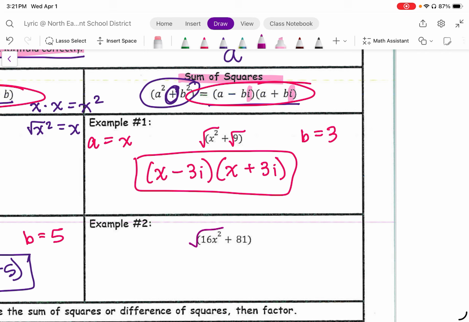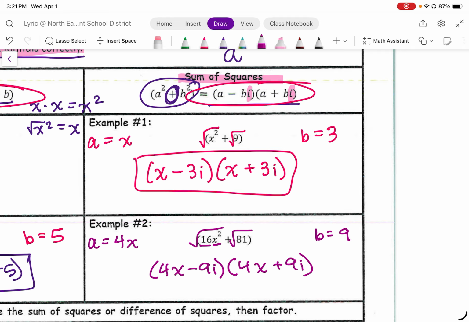Let's try example 2. We square root both terms. The square root of 16 is 4, and the square root of x squared is x. The square root of 81 is 9. And now we're ready to write our factors. 4x minus 9i, 4x plus 9i. Okay, questions?